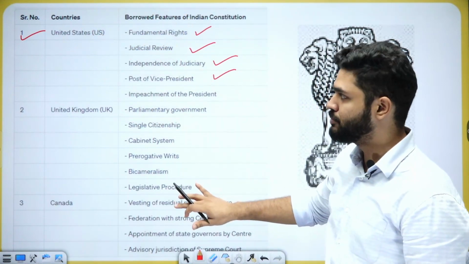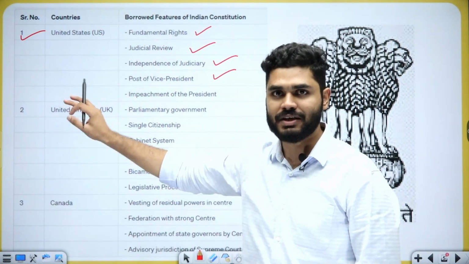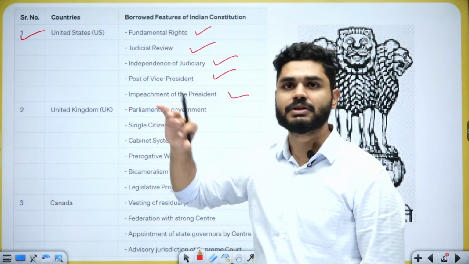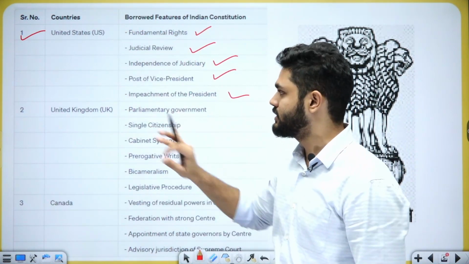So these are the things which have been borrowed, and these are the countries from where these have been borrowed. Okay, so the impeachment of the president. So these are the things. There are many things, but broadly these are the things.